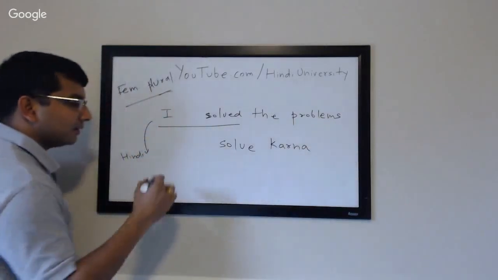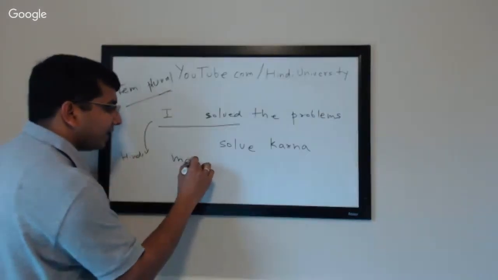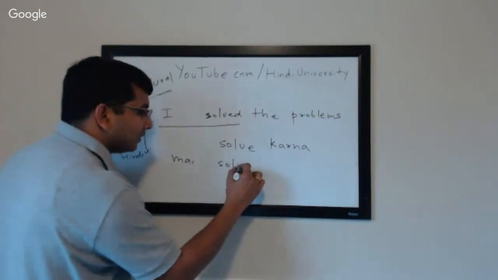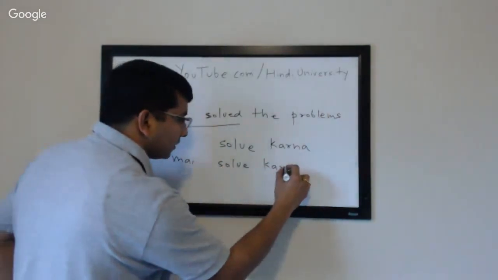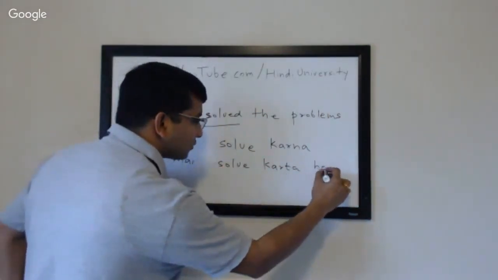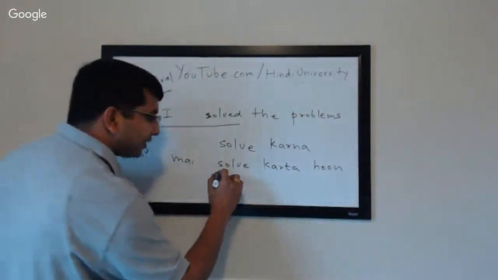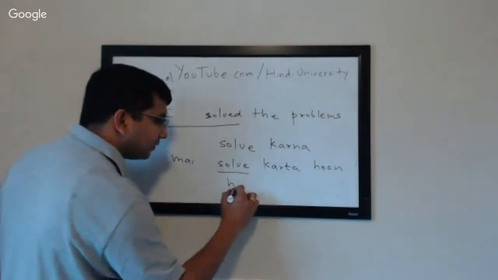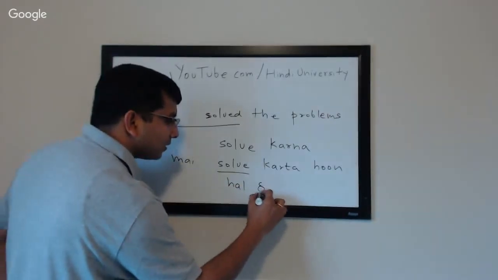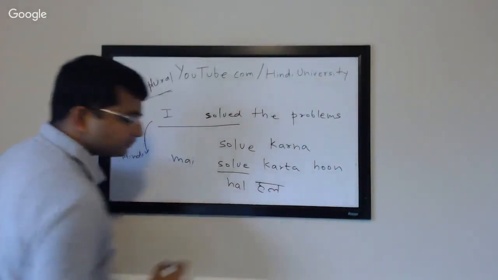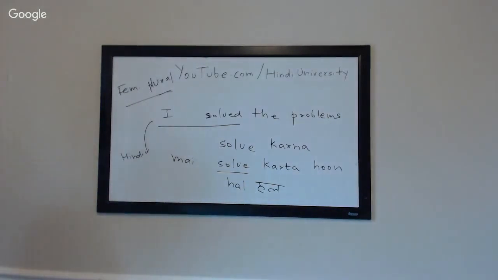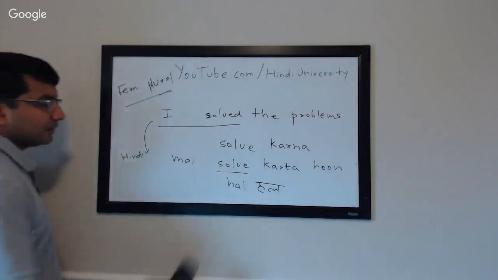Solve karna. So in the present you can say मैं solve करता हूँ और मैं solve करती हूँ. For those of you who are really particular about Hindi, you can say हल. मैं हल करता हूँ. Very good, right? So now all you have to do is translate the same sentence into past.